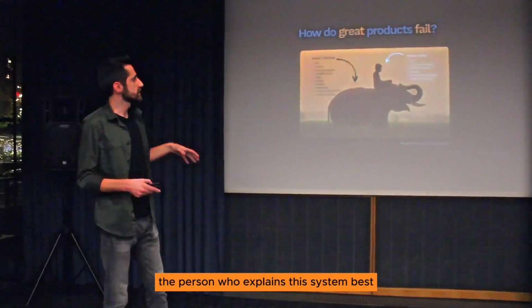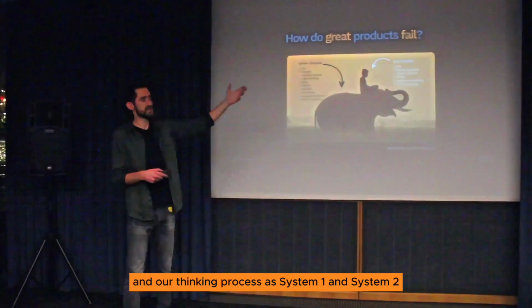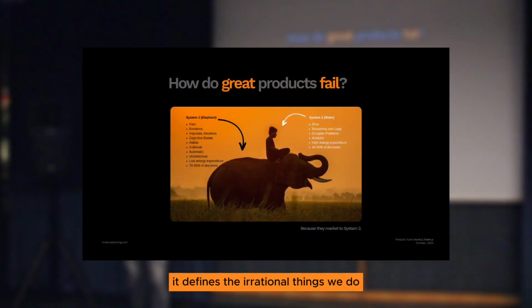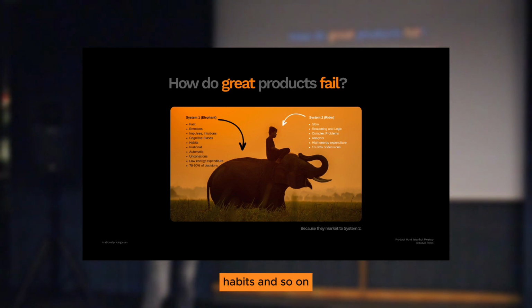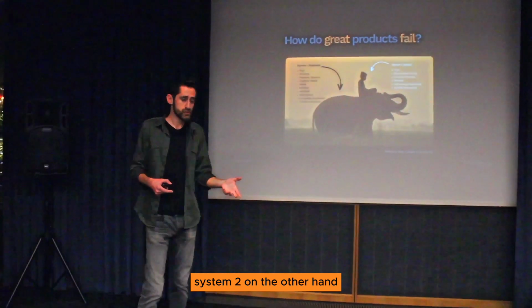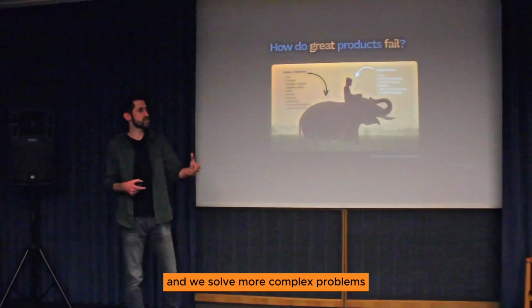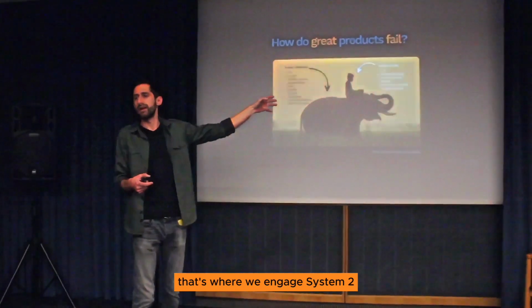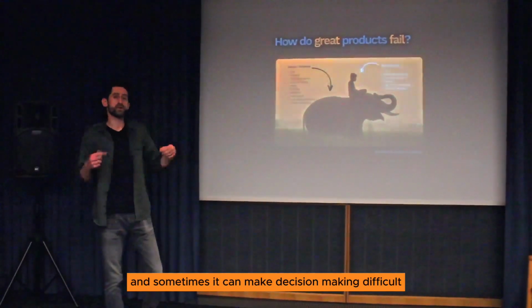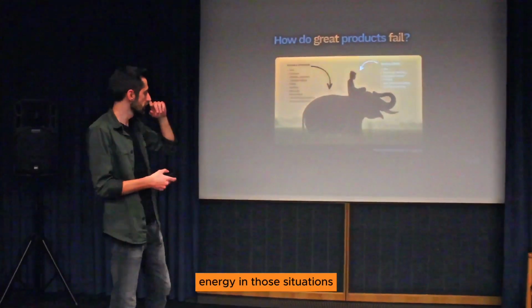The person who explains this system best is Daniel Kahneman. He labels our brains and our thinking process as System 1 and System 2. System 1 is our fast thinking side. It defines the irrational things we do, such as emotions, impulses, cognitive biases, habits, and so on. System 2, on the other hand, is when we think slowly, our brain expends more energy, and we solve more complex problems. For example, when evaluating 10 different options, that's where we engage System 2. And sometimes it can make decision-making difficult due to the paradox of choice. Because the brain expends a lot of energy in those situations.